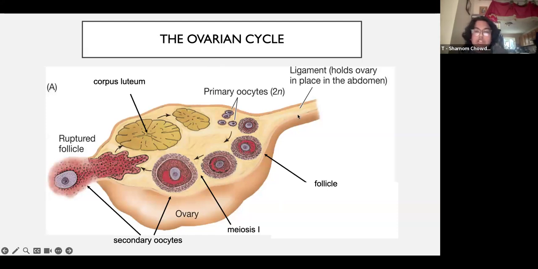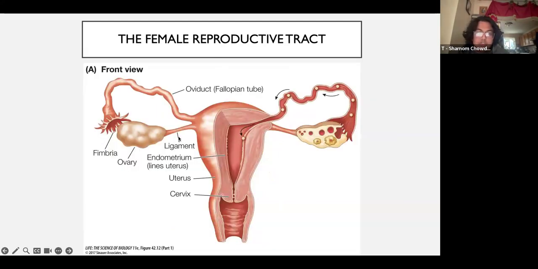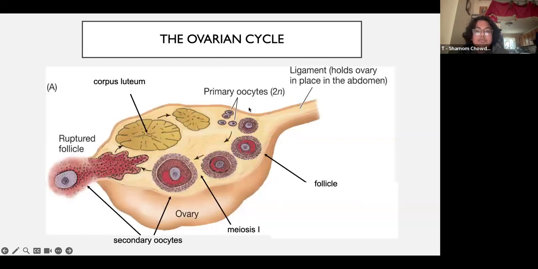So the ligament holds the ovary over here in place in the abdomen. In the ovary, you have primary oocytes, and then primary oocytes eventually through meiosis 1 become secondary oocytes, and then the secondary oocytes eventually become ovum.